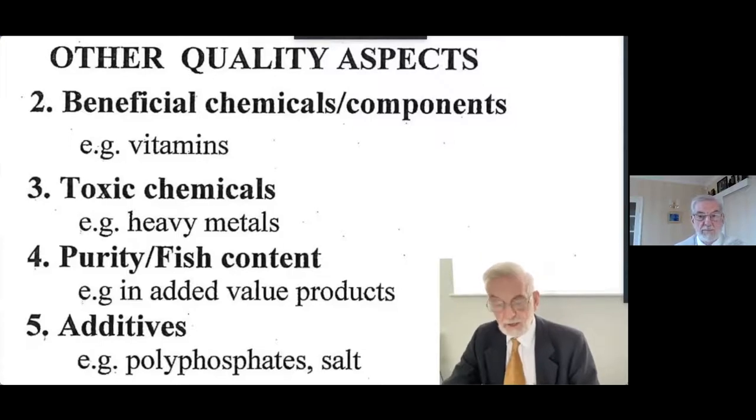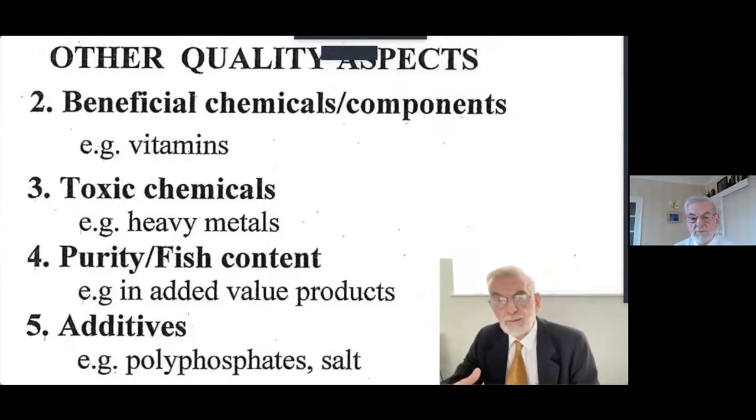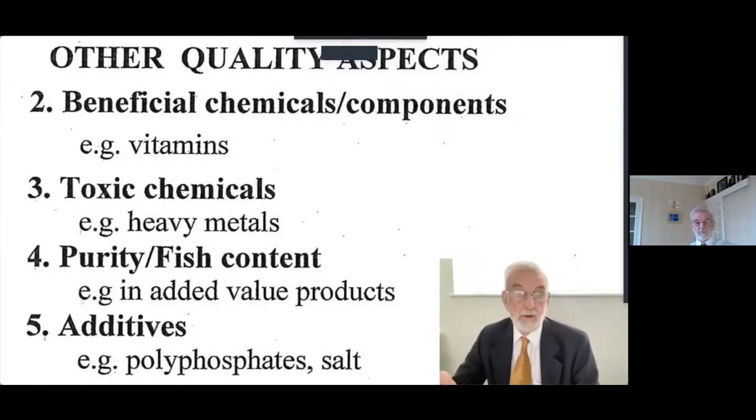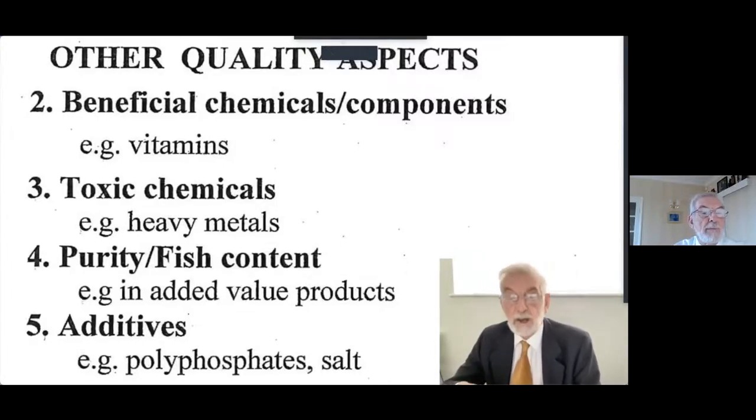On the next slide, you'll see other quality aspects that can be measured using chemical methods. For example, beneficial chemicals and components. So if you want to do a vitamin assay, obviously that would have to be done chemically. Next, you'll see the second one. Similarly, toxic chemicals, heavy metals, they can be a quality factor with fish. Once again, chemical method.